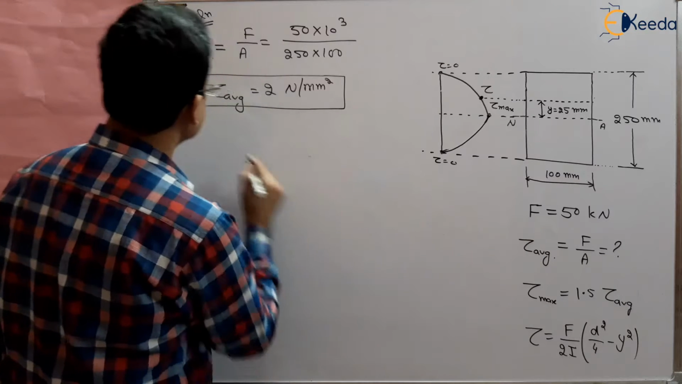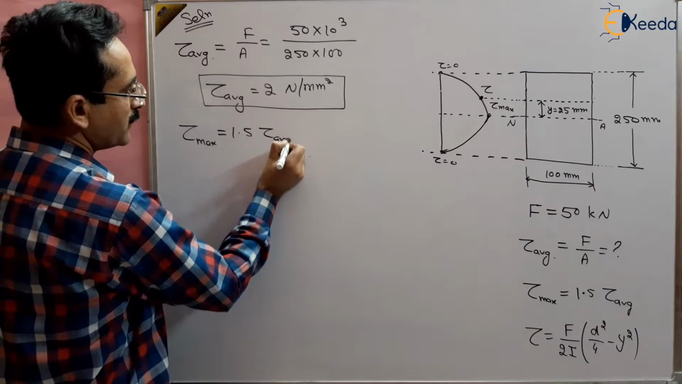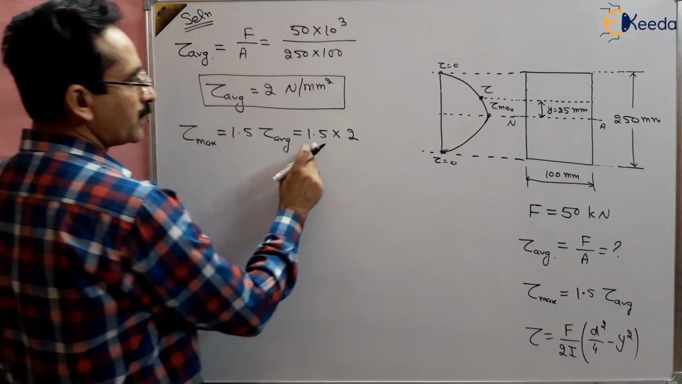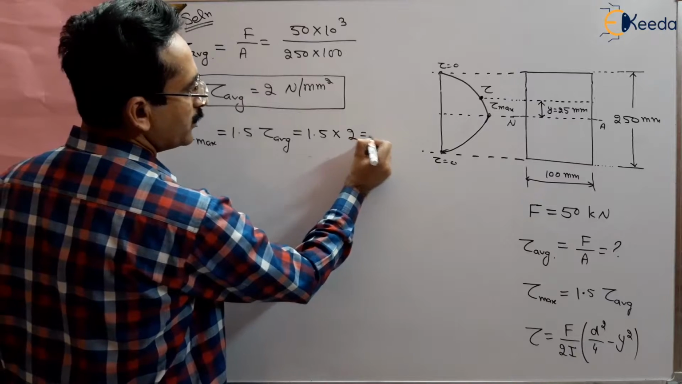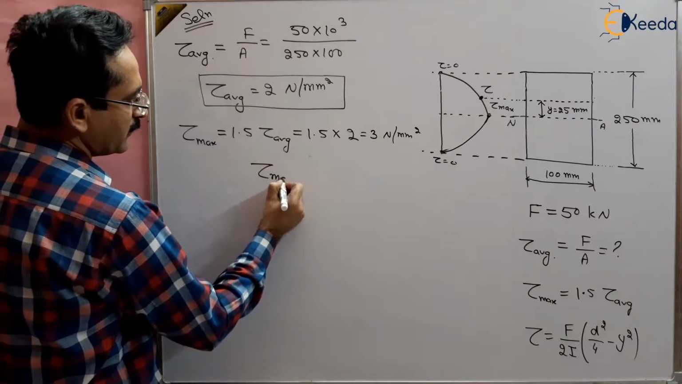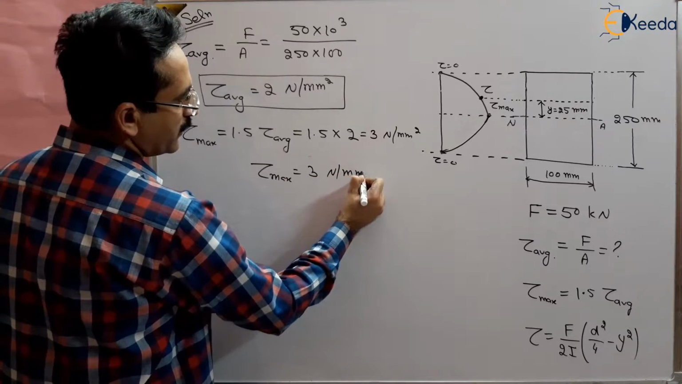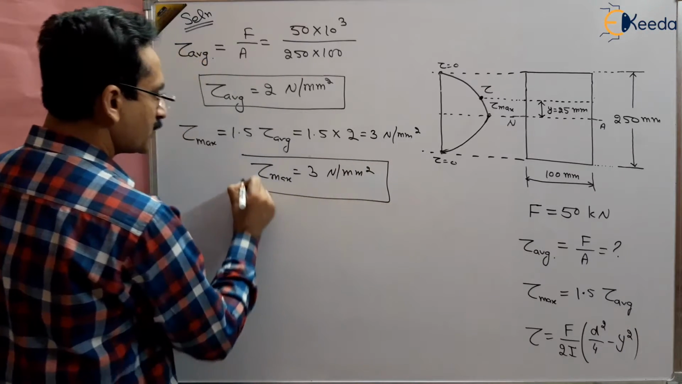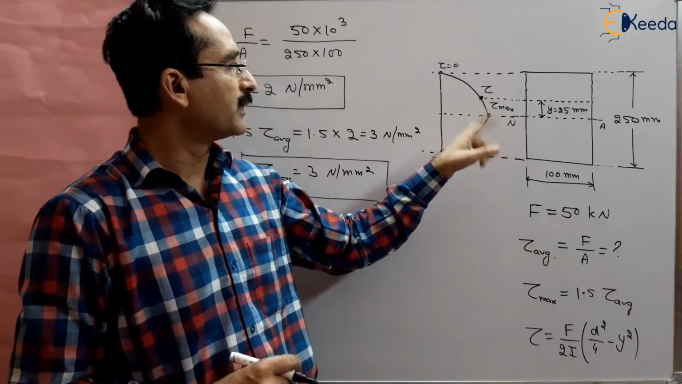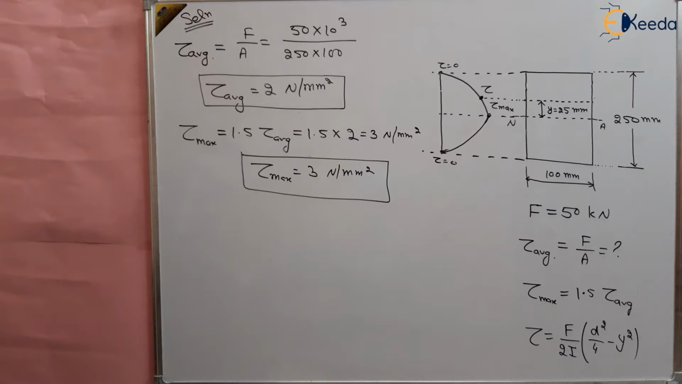Now what is the maximum shear stress? Maximum shear stress, tau max, is 1.5 times the tau average. So this will be equal to 1.5 times 2. So how much? This is 3 Newton per millimeter square. So you can see that tau maximum, the maximum stress, is very small compared to bending stresses. At the center, shear stresses are maximum and bending stresses are 0 at the neutral axis. So this is 3 Newton per millimeter square.